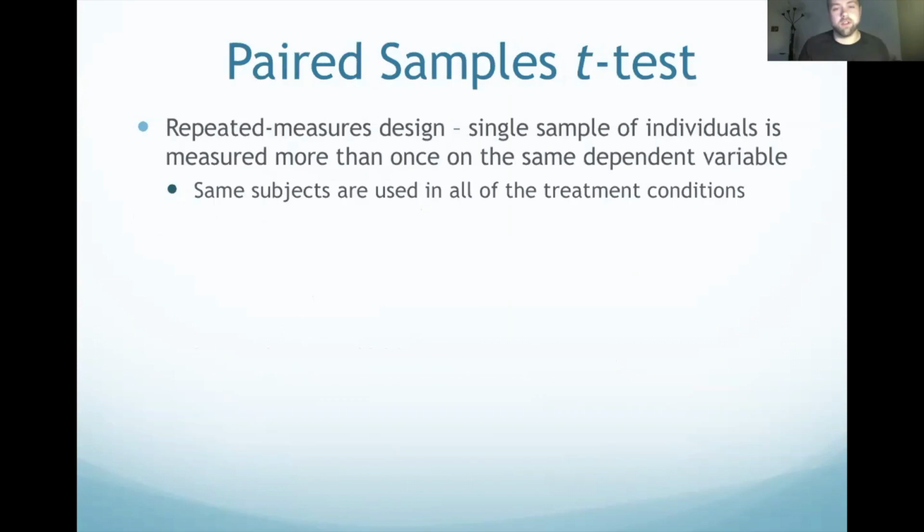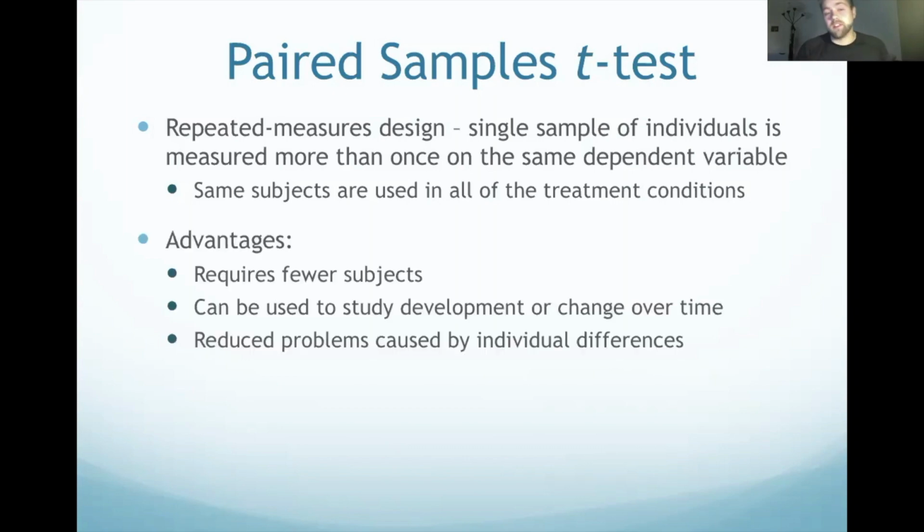So just to get further into the paired samples t-test, again, this is a repeated measures design, so keep that in mind. It's the same group of people. So if you have 50 people, you're measuring them at time 1, and you're measuring them again at time 2. There's no other people involved. It's the same subjects used in all the treatment conditions.